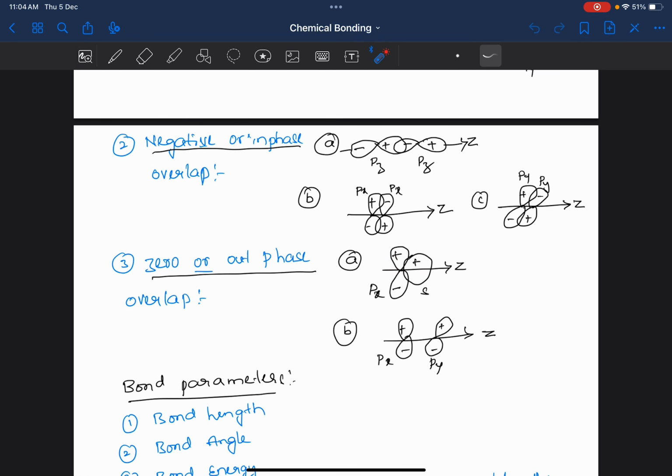And here also, px and py orbitals are not overlapped with each other. Px overlaps with px only, and py overlaps with py only. But here they indicated px and py. These two are different orbitals, no? That's why this overlapping is not possible. Therefore, zero or out of phase overlapping means these are not possible overlaps.